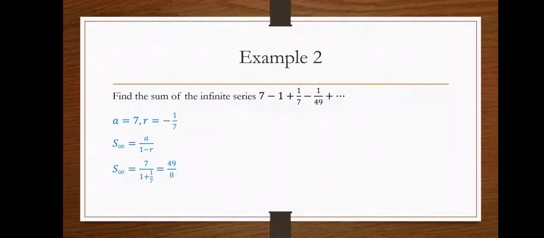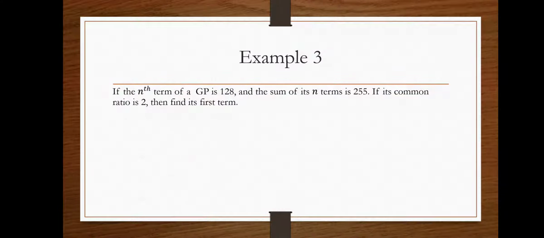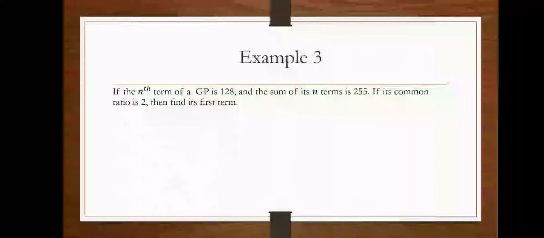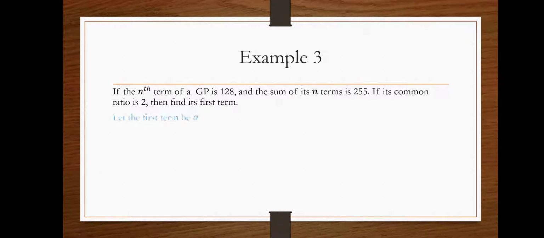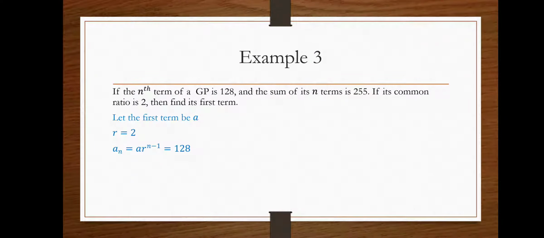Right? Let us move to number 3. If the nth term of a GP is 128 and the sum of its n terms is 255, and its common ratio is 2, then find the first term. So almost everything is given. All you need to do is put everything in the formula and calculate. So first term, let it be A. Given that the common ratio is 2, the nth term is 128, and the sum up to first n terms, Sn, is 255. So all this information is given.